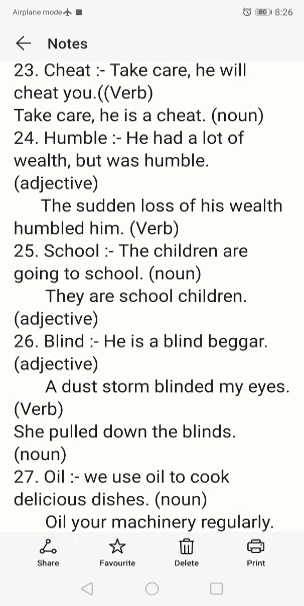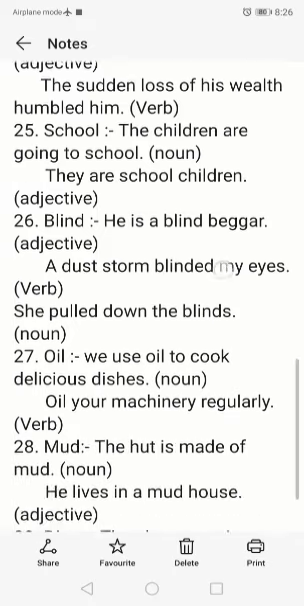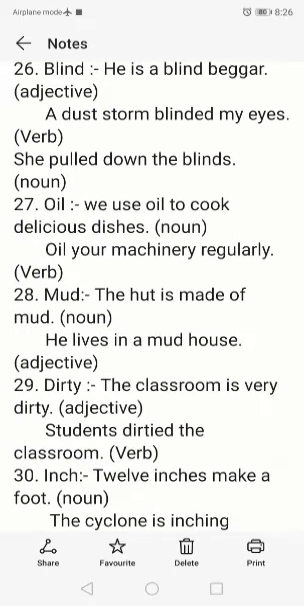In the same way, she pulled down the blinds. Here the blinds means a screen for the windows. So blinds is used as a noun. She pulled down the blinds. Here blinds is used as a noun.